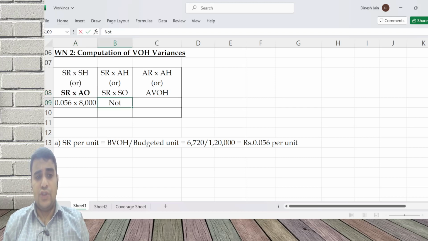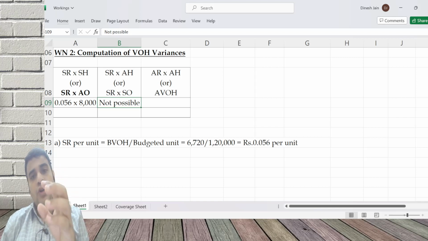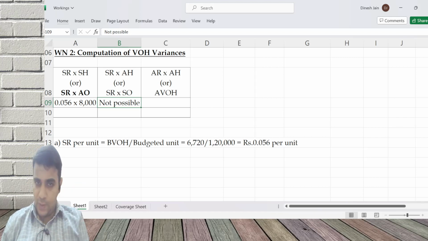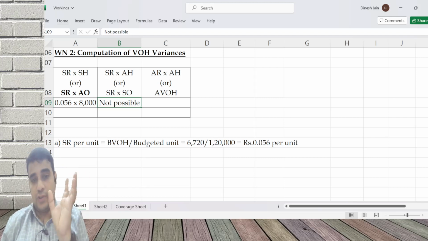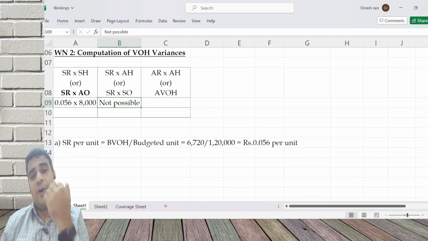SR into SO is not possible unless I take an assumption. Why not possible? Because standard output will have to be computed with the help of actual hours. I don't know the actual hours, so I don't know the standard output. The first line of the question says standard production, that is budgeted. Second, I don't need it because the question has asked only for variable overhead cost variance, which is the first column minus the last column. So I cannot calculate it as one point, and I also don't need it as the second point. If I needed it, I would have taken an assumption.